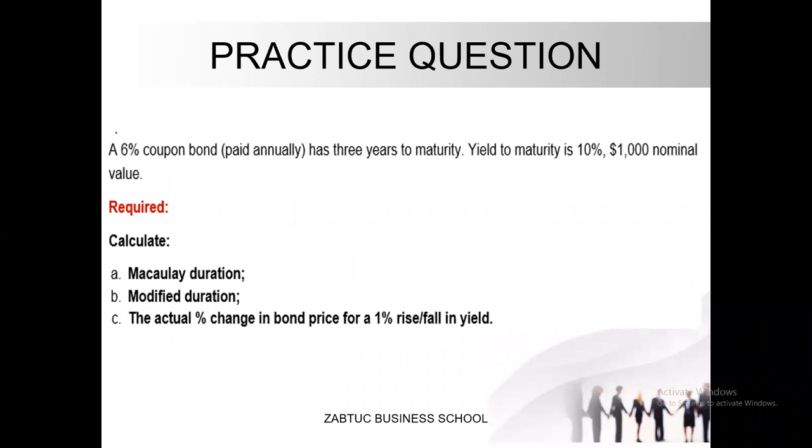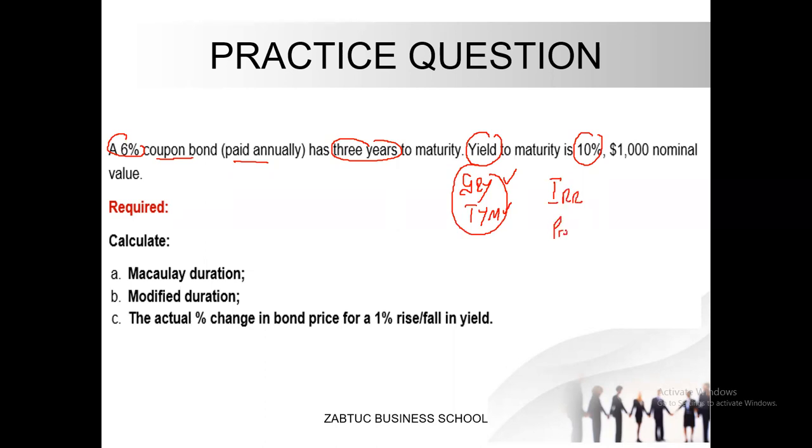Practice question. A 6% coupon bond paid annually has 3 years to maturity. Yield to maturity is 10%. Now, Mr. Nkunguru, you asked a question: this expression, yield to maturity, is the same as the gross redemption yield. So yield to maturity, YTM, is the same as the gross redemption yield. As a company, this is also what we call your internal rate of return, or the pre-tax cost of debt.